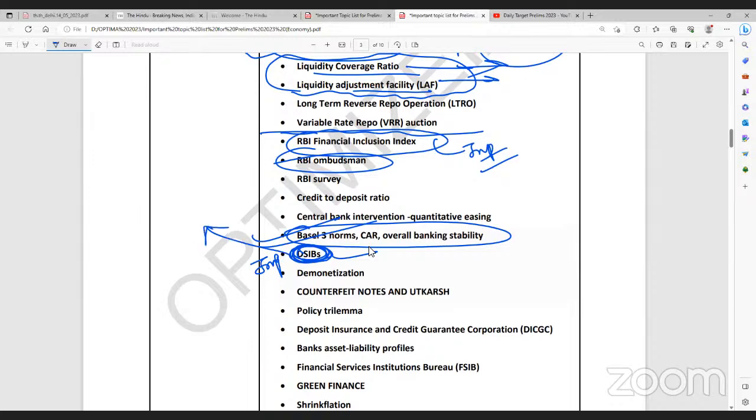Can anyone tell me in the comment box? Let me see how many of you are able to answer. How many banks in India are DSIBs? Can you just name how many banks are DSIBs? Let me see how many of you are able to answer it correctly.